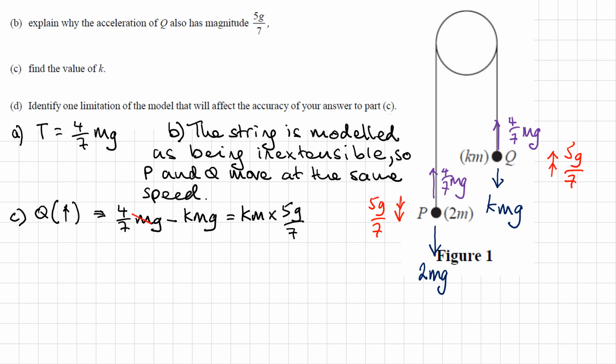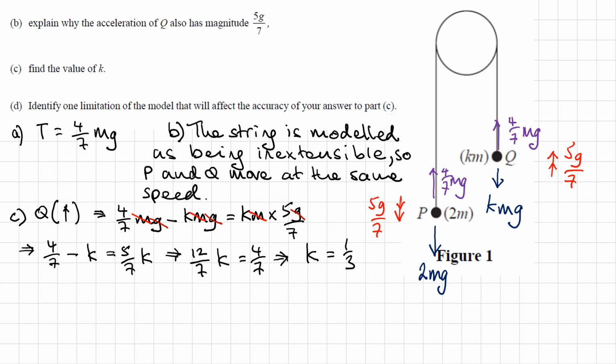Now, what I can do at this point is some cancelling down. Every term has got m in it, so I can take out m, and every term has got g in it, so I can cancel out the g's as well. So at this point, what I have as an equation is 4/7 minus k is equal to k times 5/7, or 5/7k. Rearrange to make k the subject. So if I add k to both sides, I'll end up with 12/7k is equal to 4/7. If I divide both sides by 4/7, I will get k is equal to 1/3.